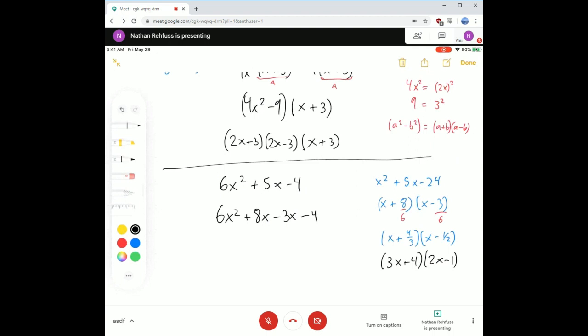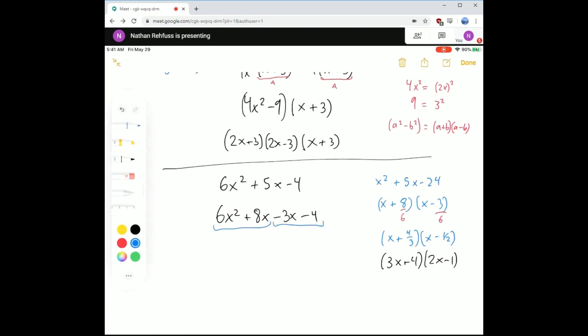Now, if I treat these as 2 groups, I can say 6x squared plus 8x. Well, what's our common factor there? I could pull a 2x out of each of those. If I pull out a 2x, 6x squared goes down to 3x. 2x times 3x is 6x squared. And 2x times 4 is 8x. So I get a factor of 3x plus 4.